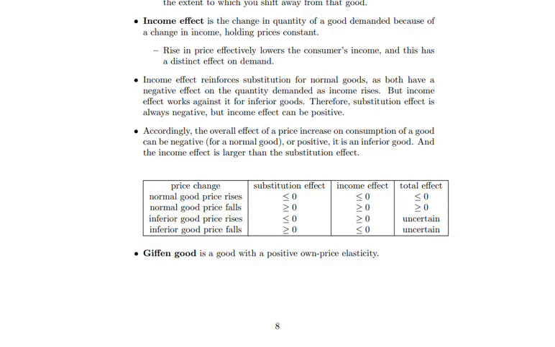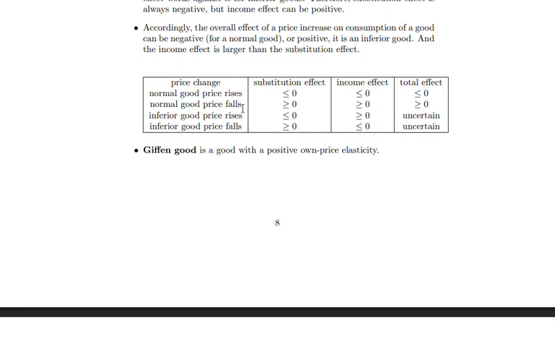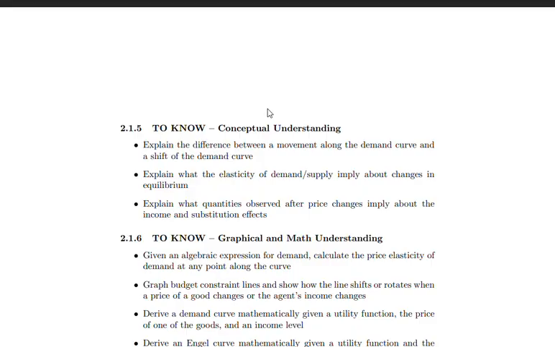But the income effect works against it for inferior goods. If the goods are inferior, as your income falls, you buy more. Therefore, the substitution effect is always negative, but the income effect can be positive. So the overall effect of a price increase on consumption of a good can be negative or positive; it is positive if it is an inferior good and the income effect is larger than the substitution effect.